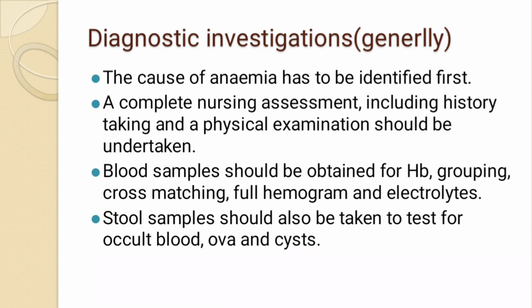Blood samples should be obtained for HB, that is hemoglobin levels, grouping and cross-matching. A full hemogram should be carried out; the full hemogram will encompass other aspects such as the hemoglobin as well as electrolytes. Stool samples should also be taken to test for occult blood, ova, and cysts.